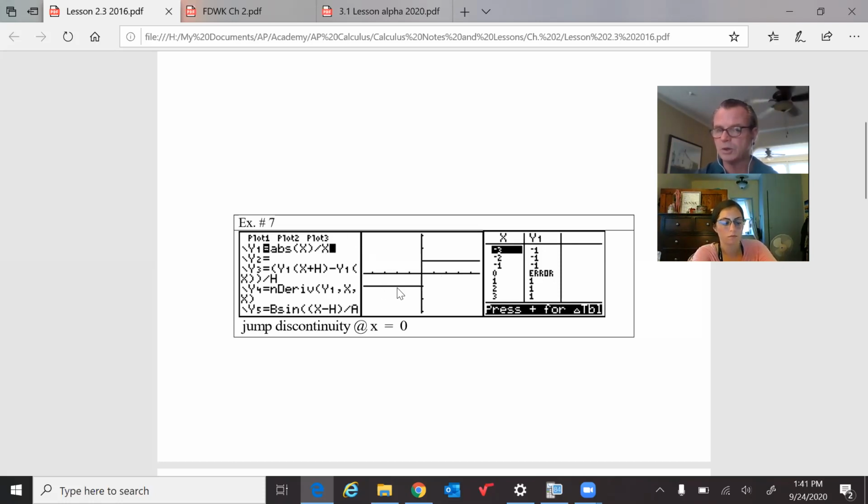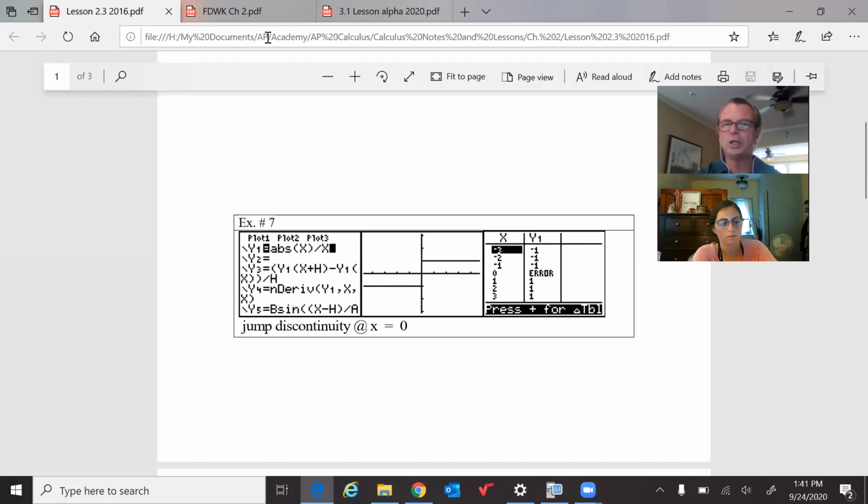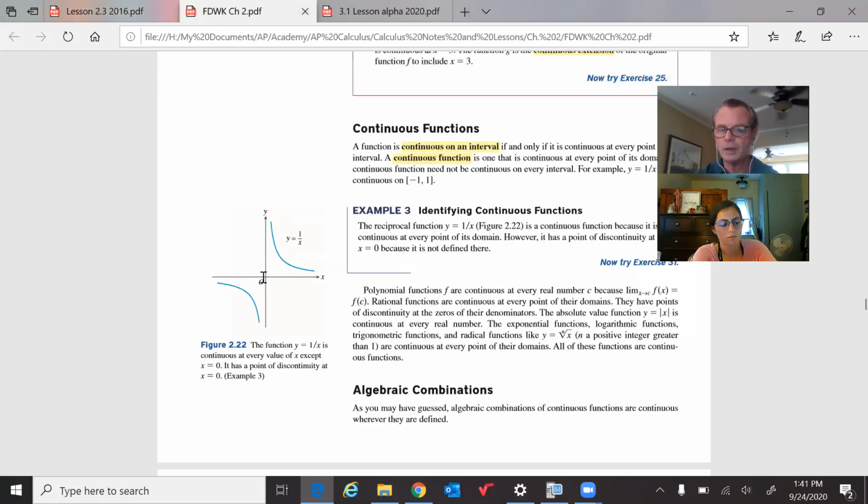So this is continuous. And in the same way in your book, they refer to this picture, for example, 3, which is in the margin on page 81. y equals 1 over x is continuous because you can trace this graph without leaving the paper on every point that's in the domain, because x can't be equal to 0. You can't put 0 in the denominator.